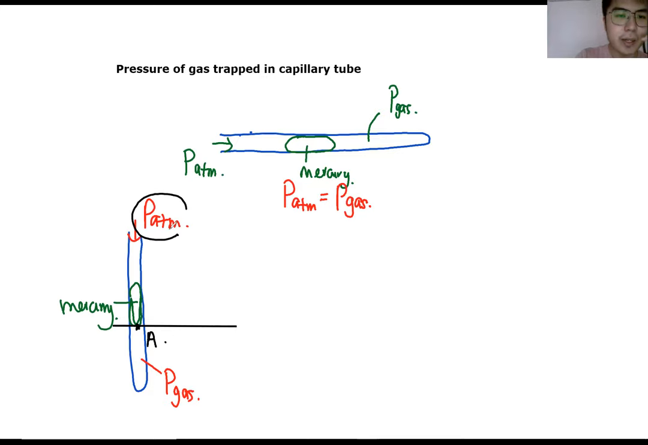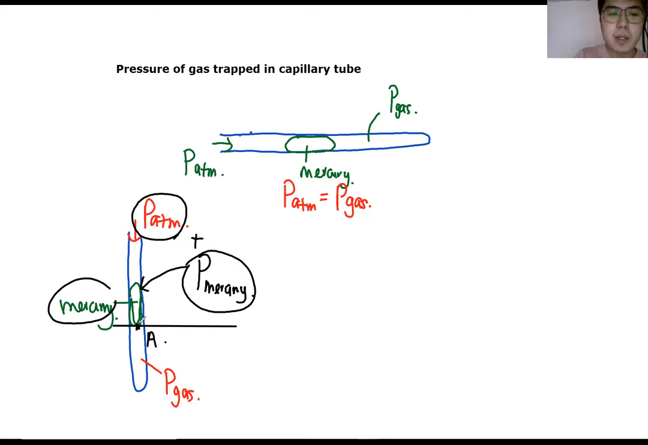First, the atmospheric pressure is pressing down, so atmospheric pressure is acting on point A. At the same time, there is the weight of the mercury, and the weight of this drop of mercury is also creating a pressure on point A. So we write P mercury, just like the examples I've shown you just now. So this P atm plus the mercury pressure is the total pressure acting at point A. Since this mercury doesn't drop down and remains still at this position, this pressure of gas is balanced by these two, atm and the mercury.